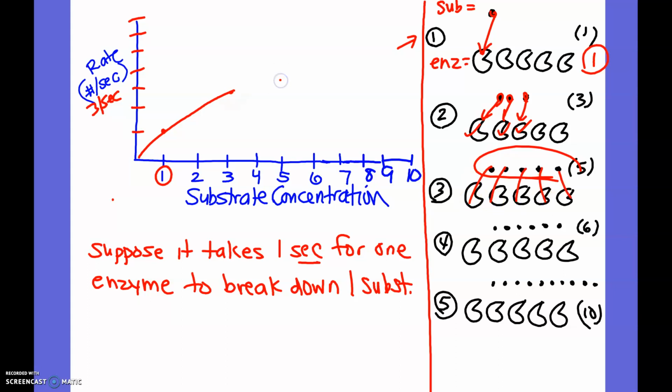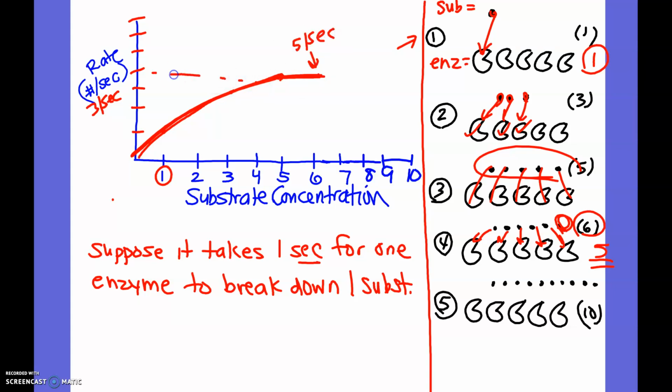So now my rate is 5 per second. So this is my rate going up. Now I have 6 substrates, but I only have 5 enzymes. How many will I be able to break down in 1 second? Only 5. That 6th one is going to have to wait until there's an available enzyme. So with 6 substrates, I still can only break down 5 per second.